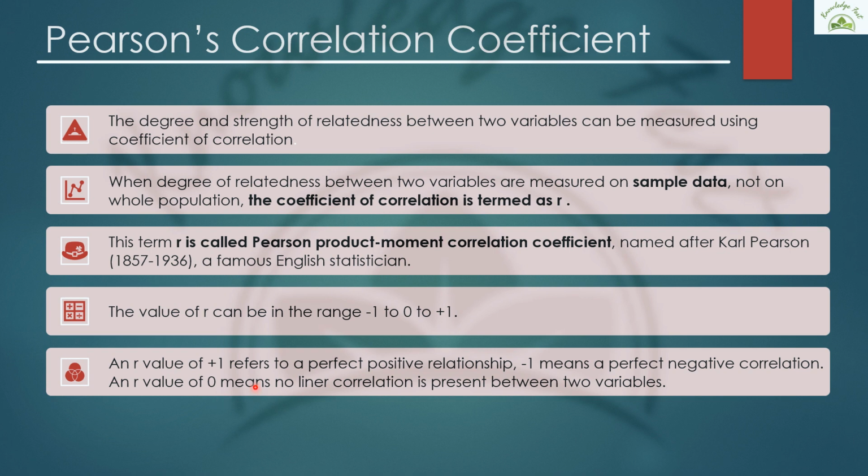Okay. So +1 means a perfect positive relationship. That means when you are increasing the value of x, the y value is also increasing. -1 means a perfect negative correlation. So when you are increasing the value of x, the other variable y is decreasing. And if the value of r is 0, that means there is no relation, no correlation between x and y. They are completely independent variables.